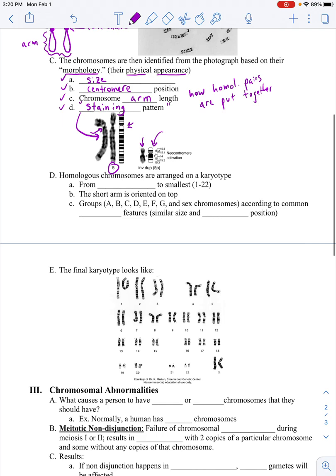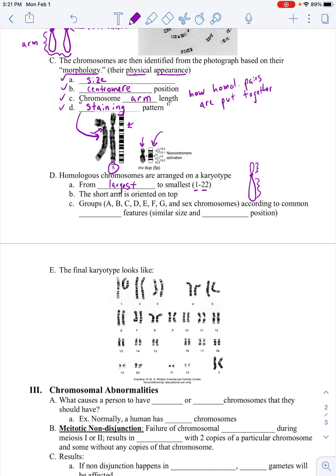Okay, so homologous chromosomes are arranged on a karyotype from largest to smallest. So the largest chromosome is chromosome number 1, and the smallest chromosome is chromosome 22. And the sex chromosomes are going to go at the end, and I'll talk about those in just a minute. The short arm is oriented toward the top. So what I mean by that is if you have a chromosome whose centromere is not exactly in the middle, the short arm will go on top and the long arm on the bottom.